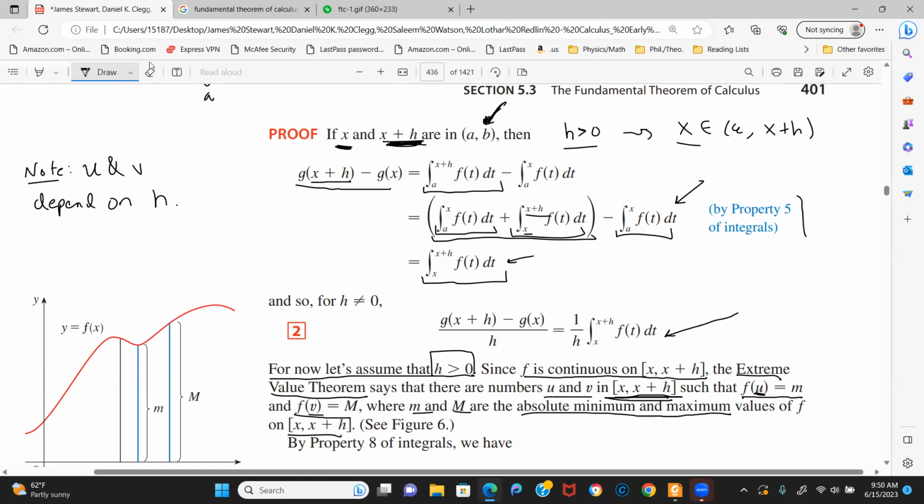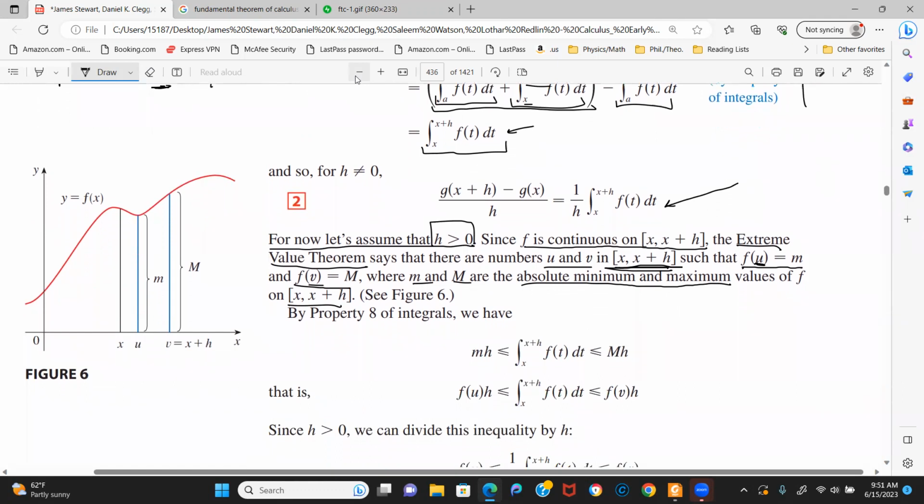So we just want to note that these two numbers, u and v, which correspond to your minimum and maximum, depend upon h. If you change h, you might get a different number. That's okay, we're actually going to need that fact, so I want to point that out. These numbers depend upon the choice of h.